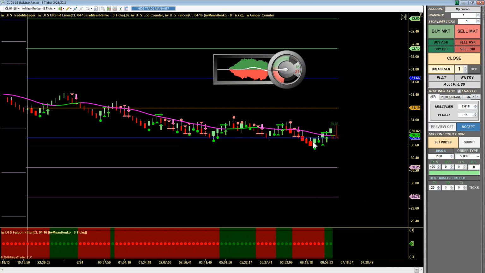But if we do break to the downside, we'll probably see crude oil fall off to 29.78, 29.80, somewhere in that area. If we see it rally, we'll probably see it move two zones here to the 32.13 to 32.15 range. All right, so you heard it here first.